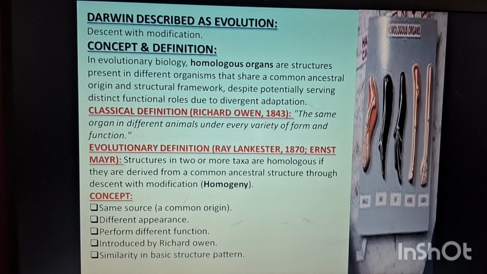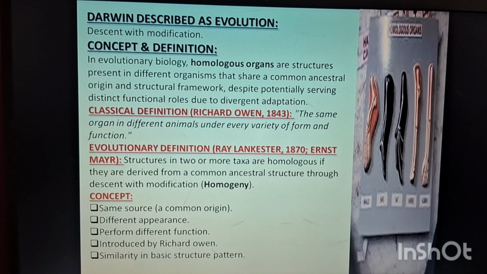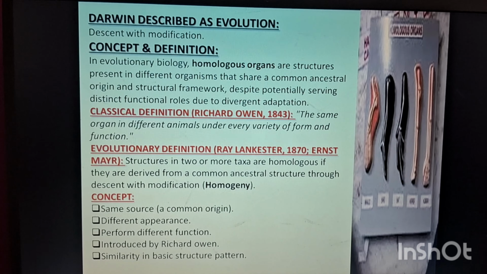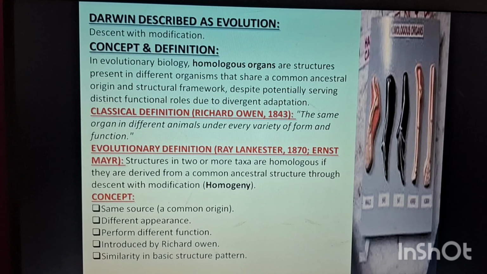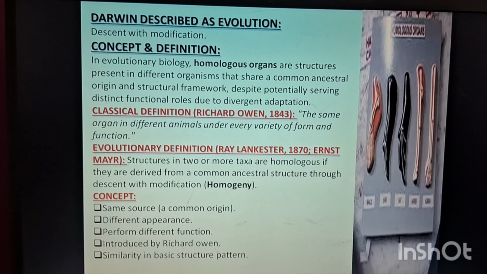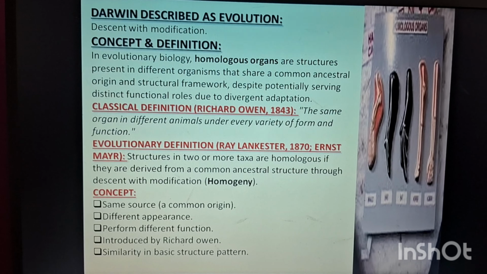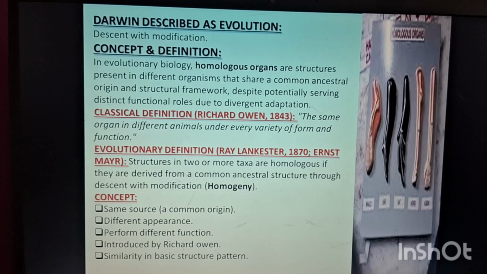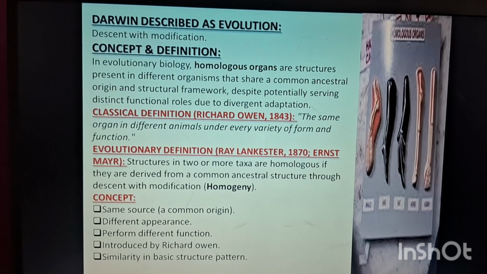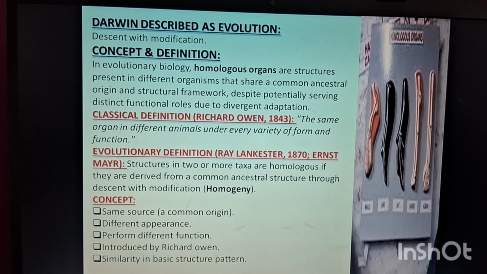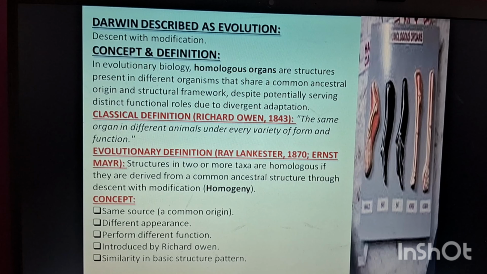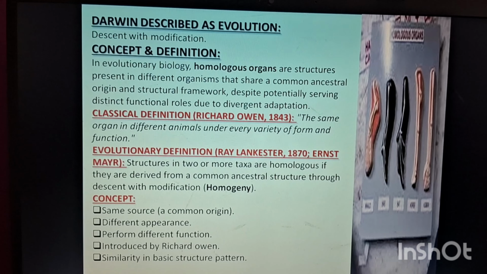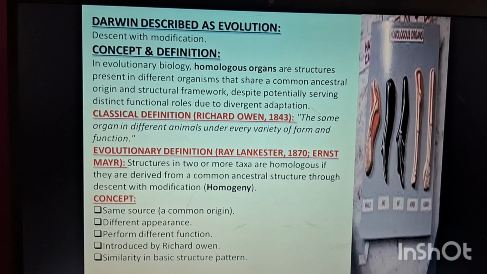In evolutionary biology, homologous organs are structures present in different organisms that share a common ancestral origin and structural framework, despite potentially serving distinct functional roles due to divergent adaptation. Next, the classical definition of the homologous organ. According to Richard Owen in 1843, it is the same organ in different animals under every variety of form and function.